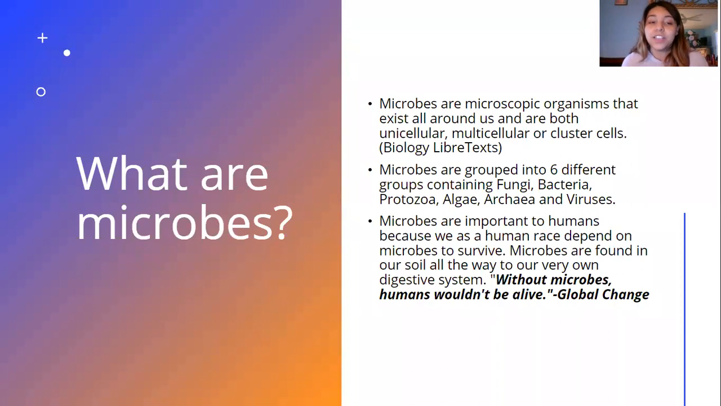So today I want to talk to you about what microbes are in general before I get to the topic of HPV. So what are microbes? Microbes are microscopic organisms that exist all around us and are both unicellular and multicellular. There are 6 different types of microbes that are grouped into fungi, bacteria, protozoa, algae, archaea, and viruses.